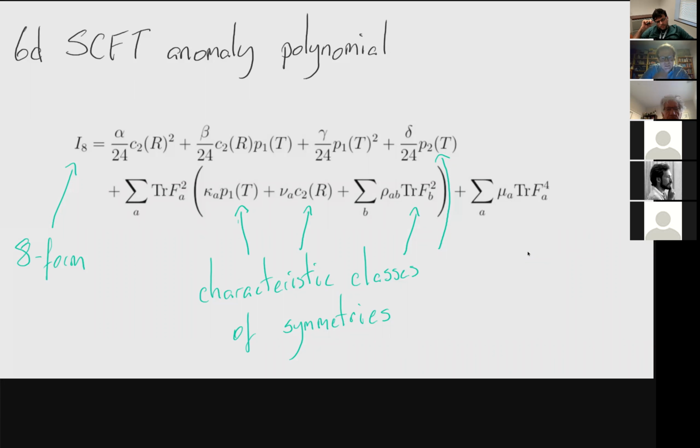Sorry, so could you explain the notation? So T is the tangent bundle, R is the R-symmetry bundle. That's absolutely right. Yes, T is the tangent bundle, and F_a is the flavor bundle. So what are the U(1)s or something? No, they're the non-abelian flavor symmetries. Yeah.